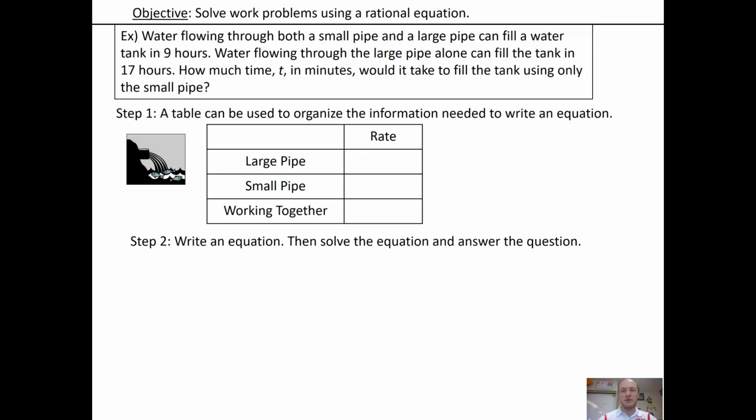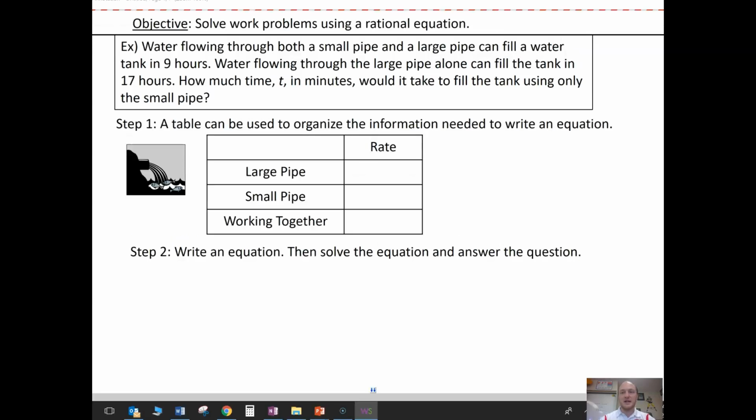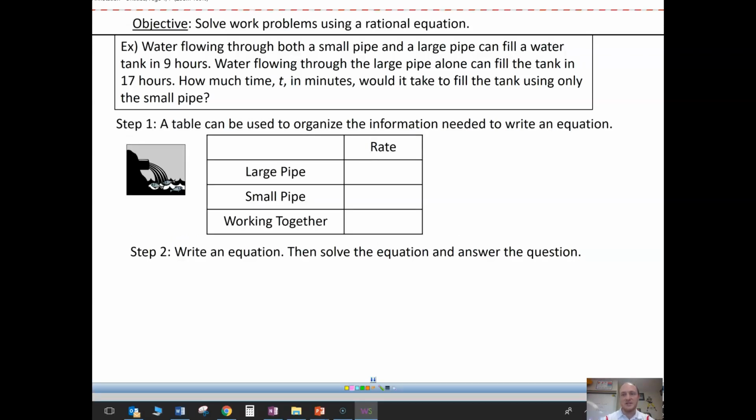They give us some information, and it's important to highlight the key information that they give us. Note that it says water's flowing through both a small pipe and a large pipe, and it can fill it in 9 hours. Water flowing through the large pipe alone.